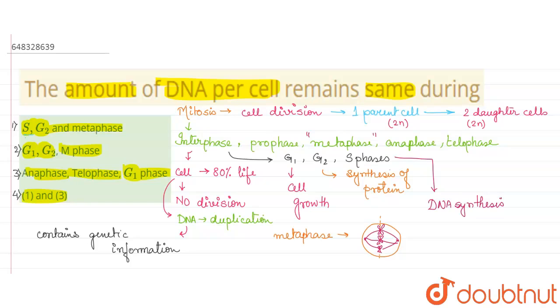So here we have the S phase, and S phase is not the correct answer. So this is wrong, and therefore 1 and 3 will be wrong. And we know that in the anaphase and telophase there is division of the chromosome. Here we find division of the chromosome, and hence the DNA number is not constant, so this is also wrong. So the only correct answer is G1, G2 and M phase.